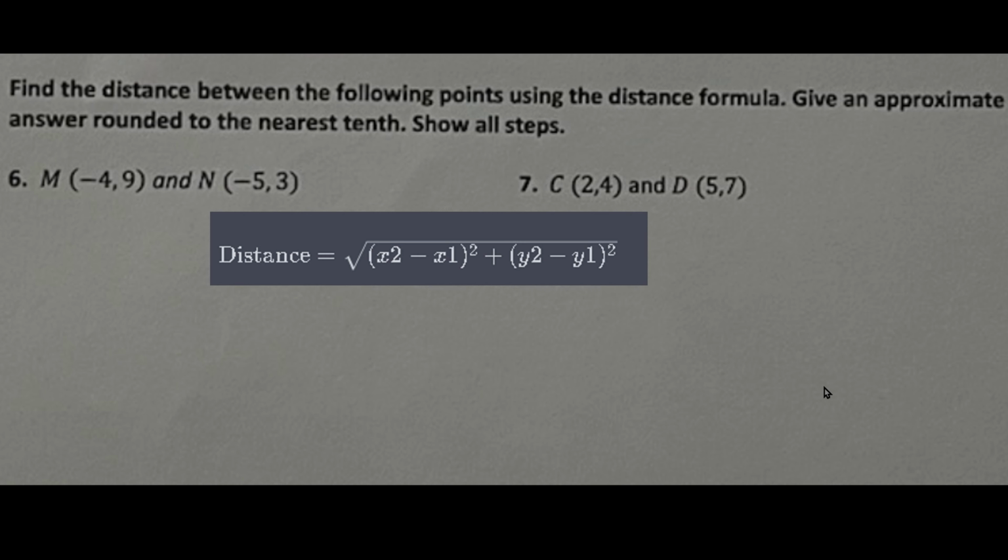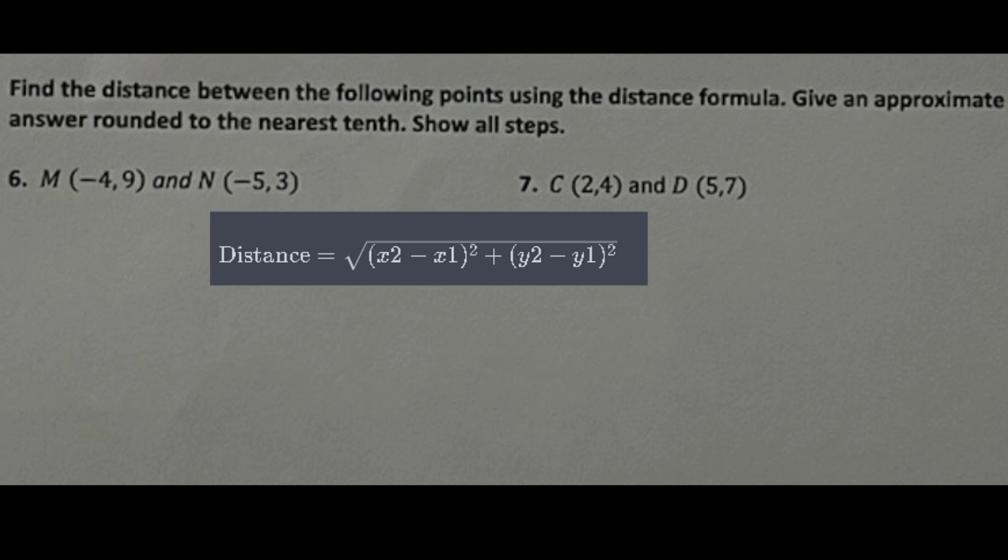I'll put it right here. It's going to be basically that distance is equal to the square root of (x2 minus x1) all in parentheses squared, plus (y2 minus y1), all again in parentheses squared. If you have more points, you would basically just add them on underneath this little radical right here and do the same as you do for here. So now that we know the formula, let's plug in and solve for these two problems.